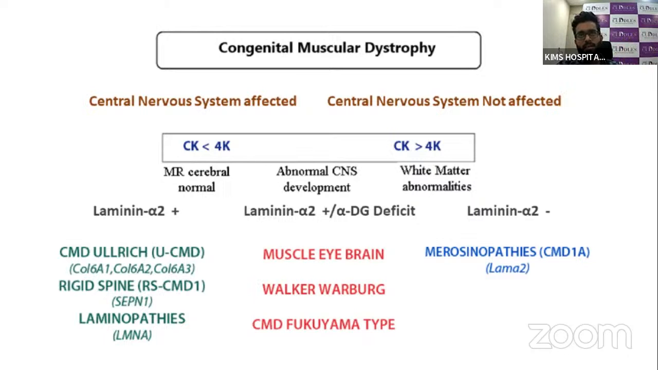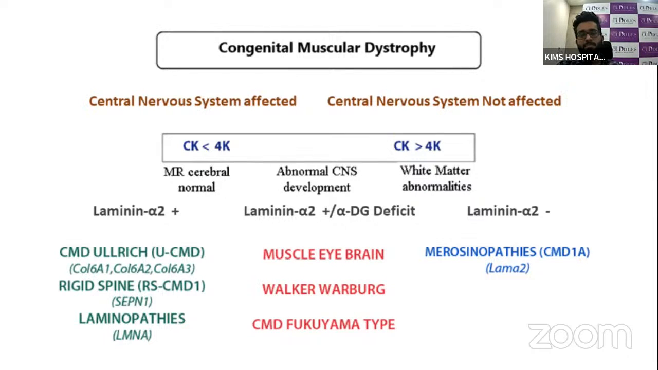Congenital myopathies will have a static course. It's only a one-time insult. You don't have elevated CK. In CMD, you have elevated CK. So that is more than 4 to 6 times. So in this, you have involvement of the central nervous system. If you have a CMD, you always have to screen the brain. You have to get an MRI brain.